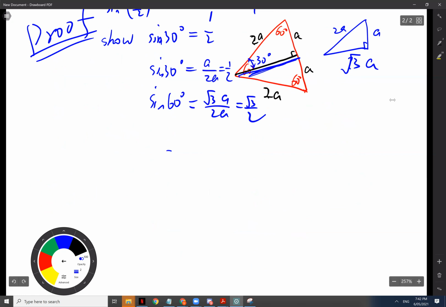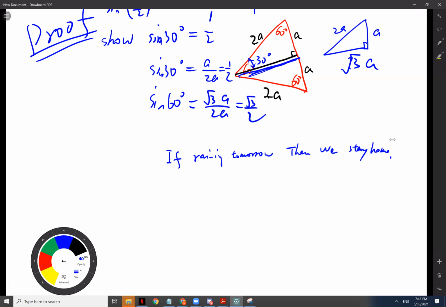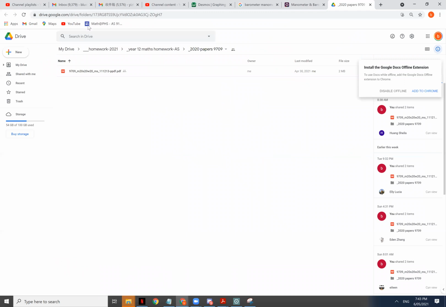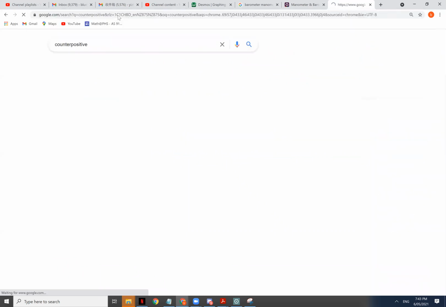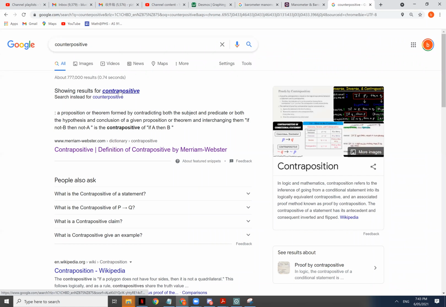For example, I need to tell you the meaning of contrapositive. If it rains tomorrow, then we stay home. If tomorrow it's raining, we stay home. We don't go to a movie or something. We just stay home. I'll show you the definition here. Contrapositive. Contrapositive, sorry. Contrapositive.